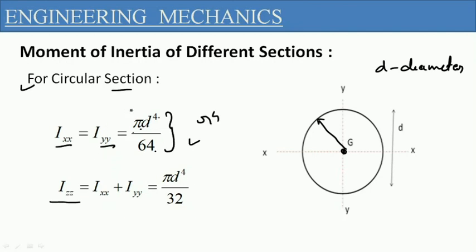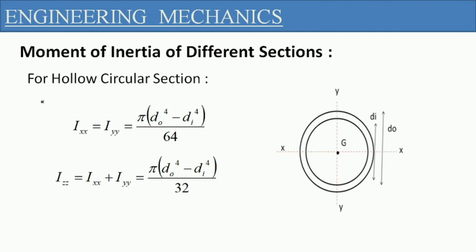So here we will do pi d to the power 4 by 64 plus pi d to the power 4 by 64. So we'll get this term. So polar moment of inertia for circular section will be pi d to the power 4 by 32. So this is about circular section.